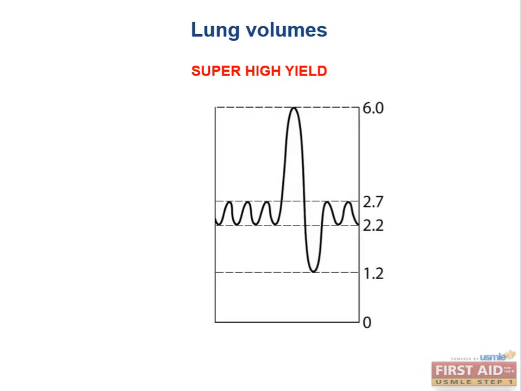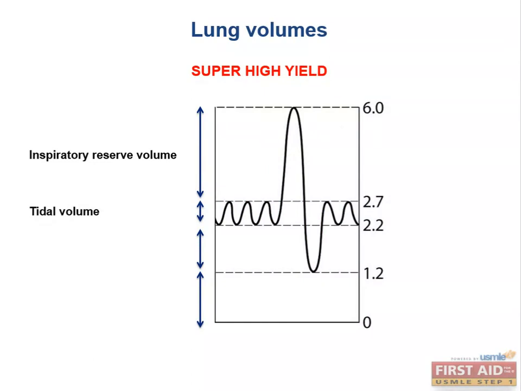Let's go through the terms by using this graph. Lung volumes are these four individual measurements. Here, you can see the fluctuating lung volume over time. Let's go through it step by step. These are normal breaths. This is a deep inspiration, a deep breath, and then a deep exhalation, and then back to normal breathing. The inspiratory reserve volume is the amount of air that can be inhaled after a normal inspiration, the deep breath. The tidal volume is the amount of air that moves into the lung with each normal respiration.